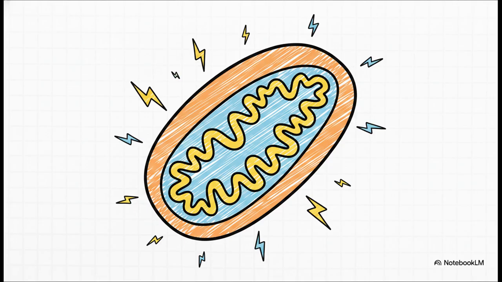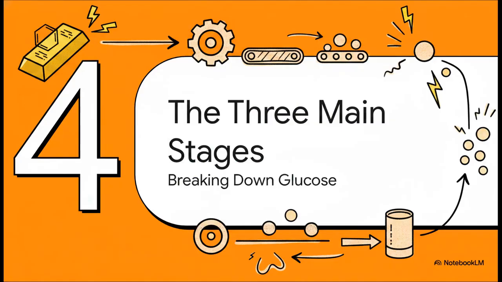Those folds are absolutely crucial because they drastically increase the surface area. Inside all of that is a fluid-filled center called the matrix. Every single one of these specific structures has a vital job to do. Let's see how those jobs play out in Section 4, the 3 main stages.